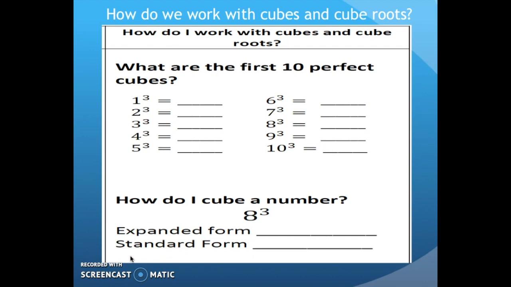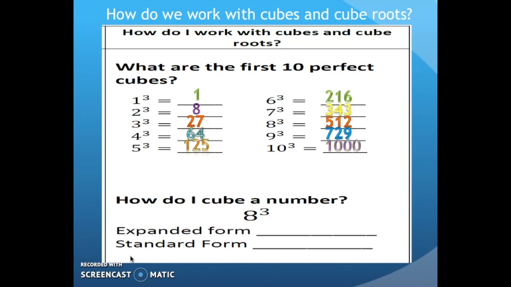Okay, how do we work with cubes and cube roots? So now we are going to learn the first 10 perfect cubes. So 1 cube, 1, okay, so I want you to fill those in. 8, 27, 64, 125, 216, 343, 512, 729, and 1000.